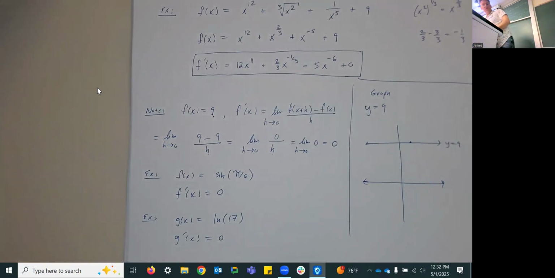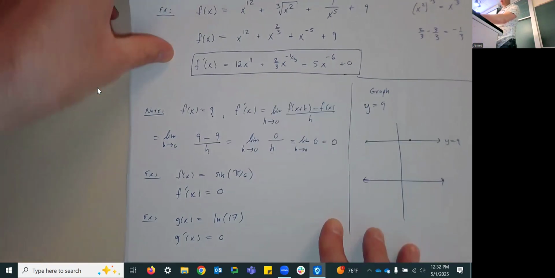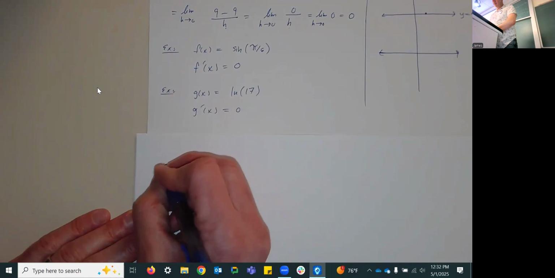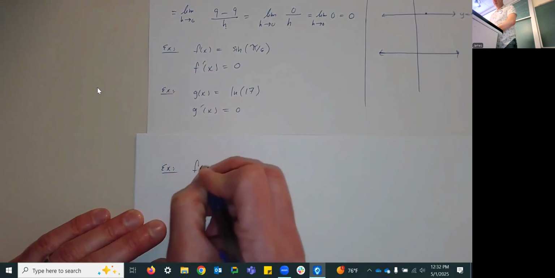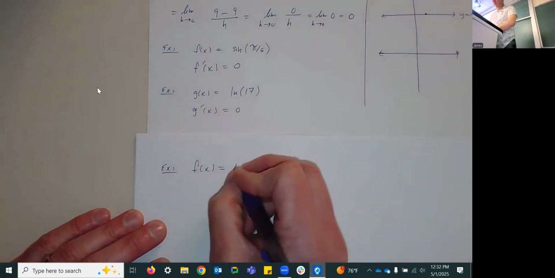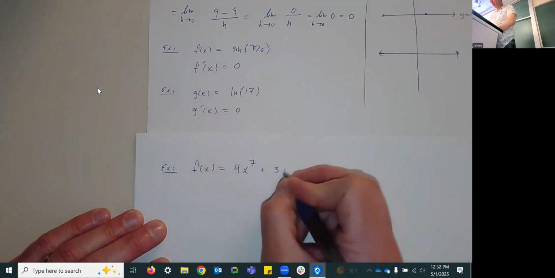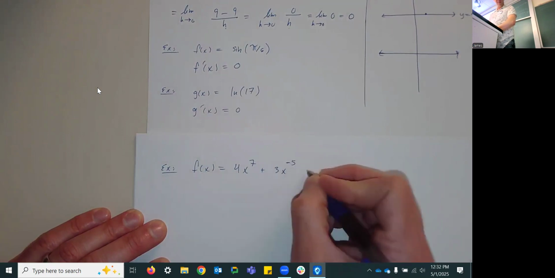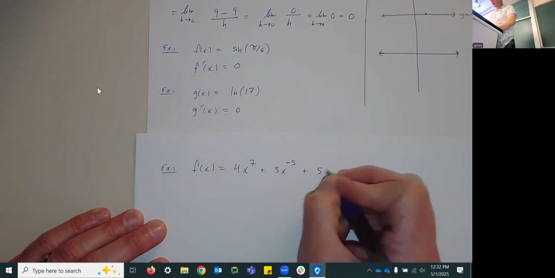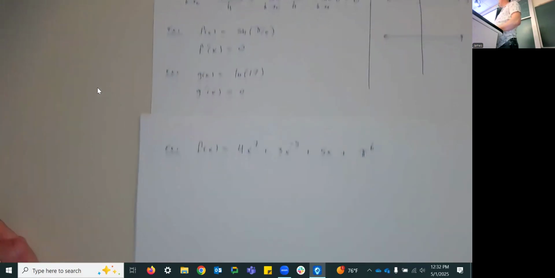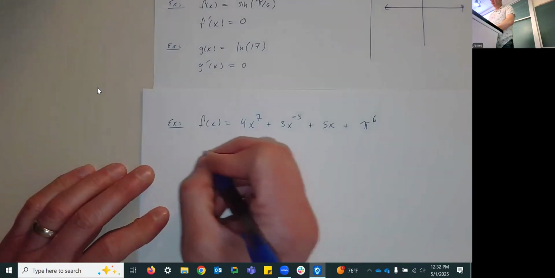Let's do a few more examples because there's a few more things I want to say. So let's say we have something like f of x equal to 4x to the 7th plus 3x to the negative 5 plus 5x plus pi to the 6th power. I want everybody to try their best to take the derivative of that.